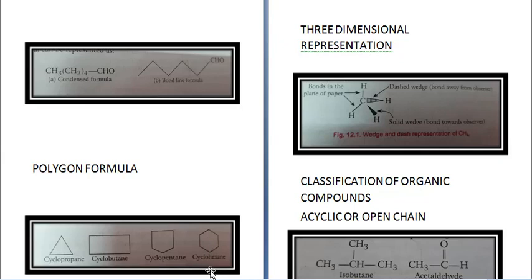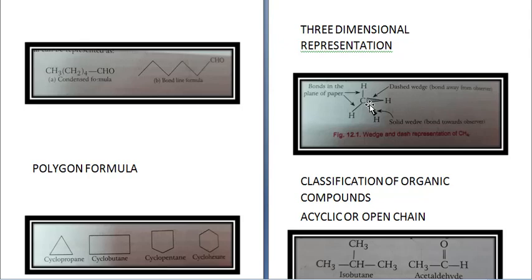Now there is another way, 3-dimensional representation. 3 types of lines are used to indicate the bond. The bond line in plane of paper are depicted by normal line. The solid wedge, this one, is used to indicate a bond lying above the plane of paper and projecting towards observer. And dashed wedge, this one, is used to represent a bond lying below the plane of paper and projecting away from the observer.